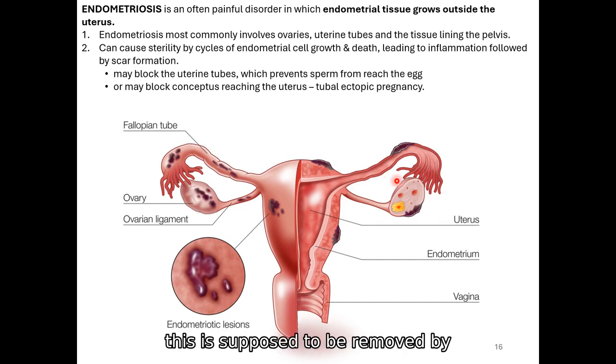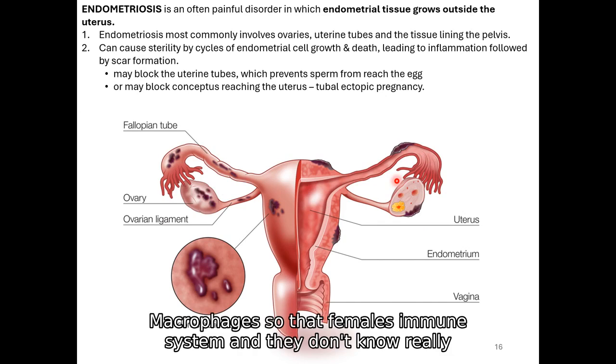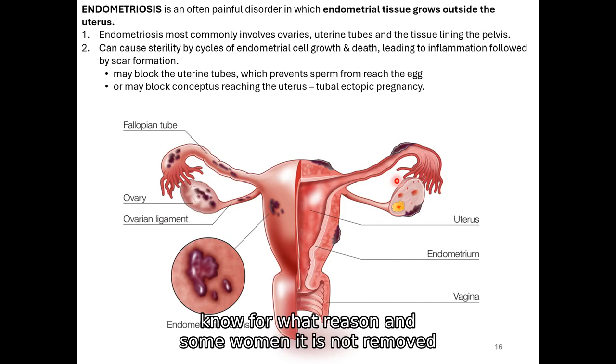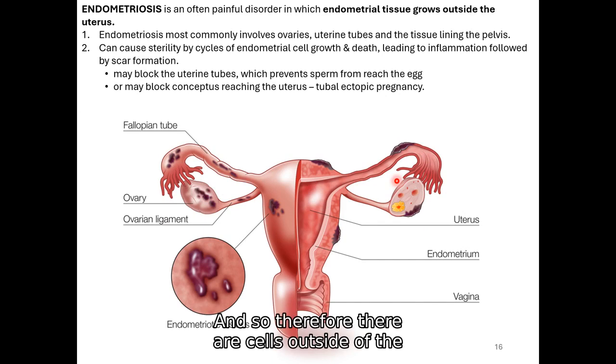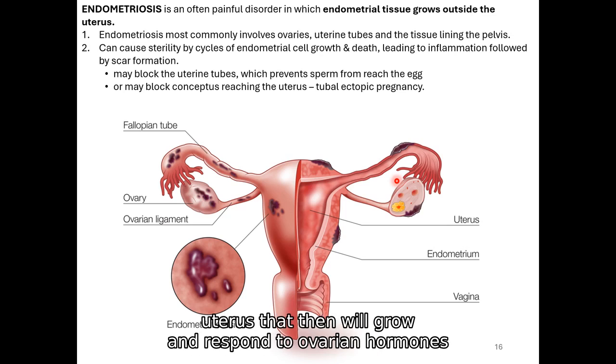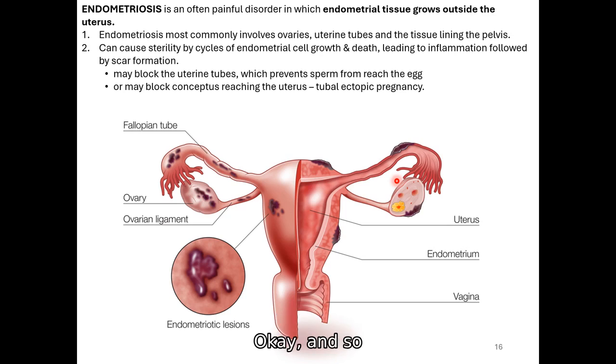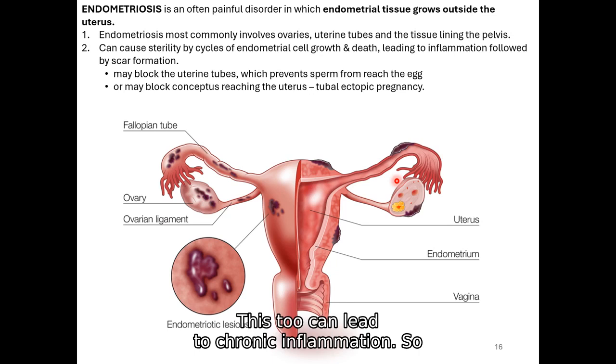This is supposed to be removed by macrophages, so the female's immune system, and they don't really know for what reason. In some women, it is not removed, and so therefore there's cells outside of the uterus that then will grow and respond to ovarian hormones. Okay, and so this too can lead to chronic inflammation.